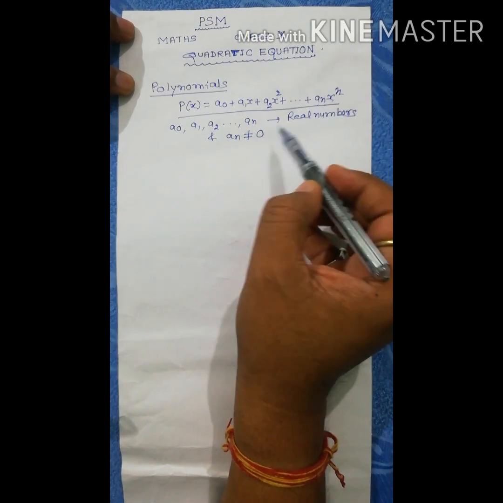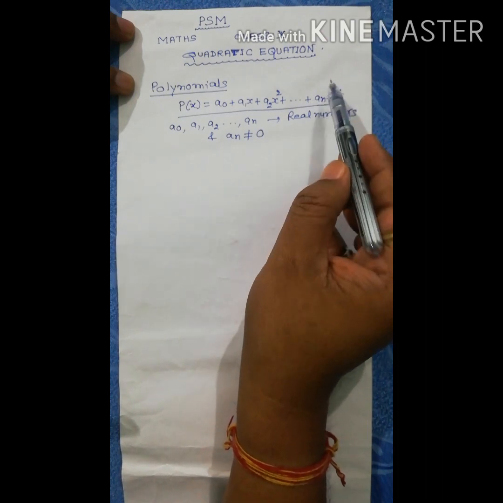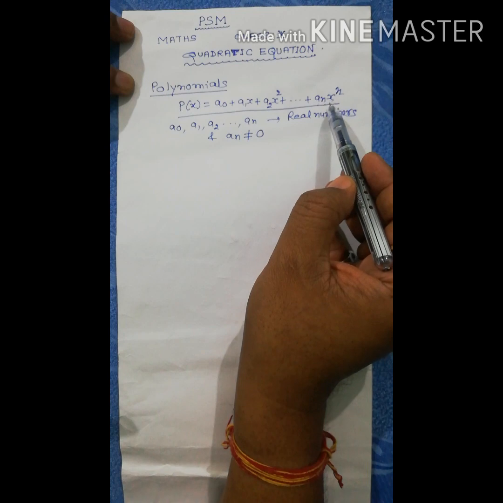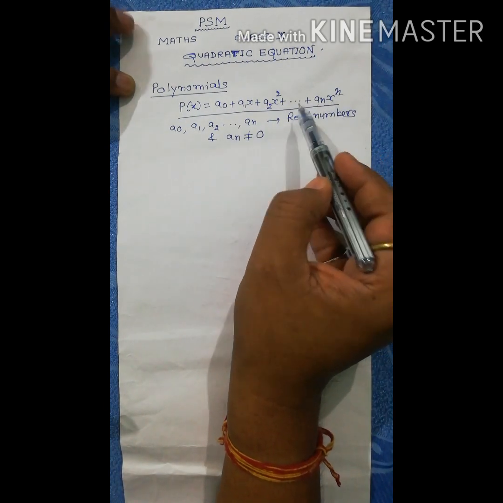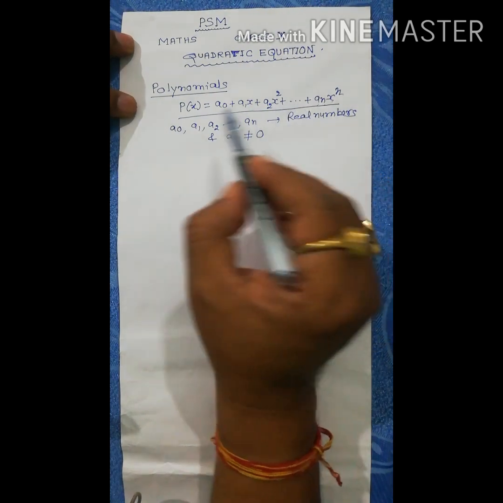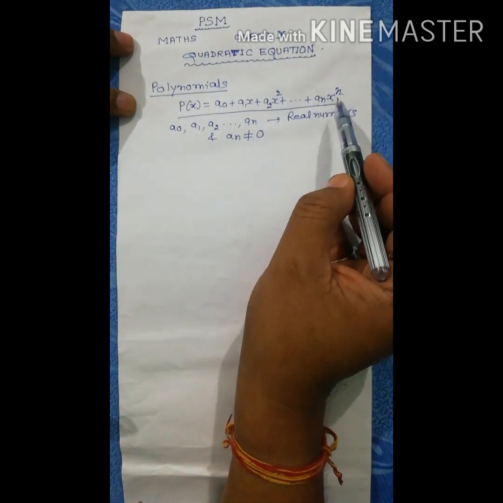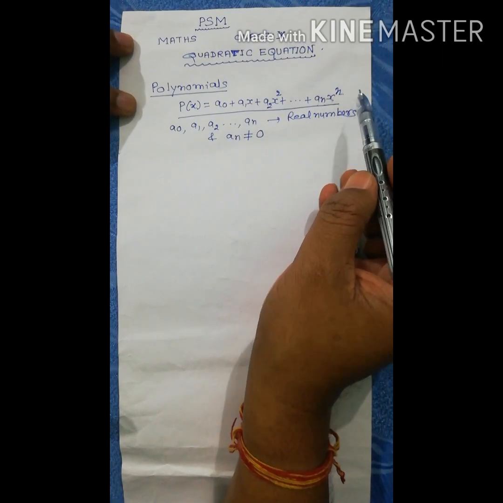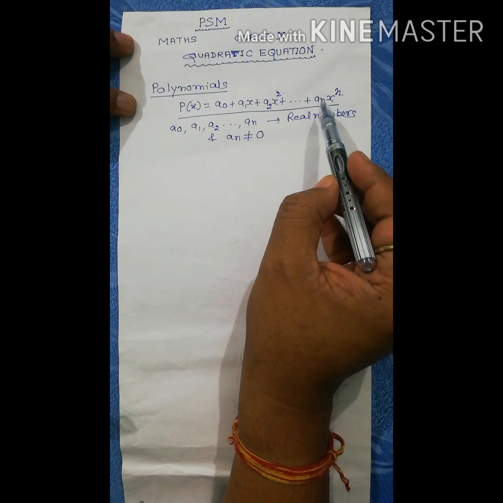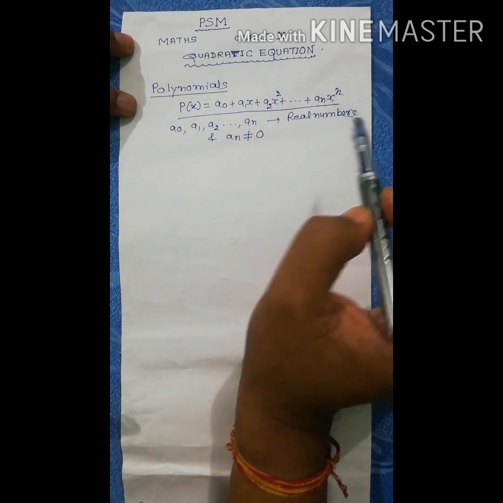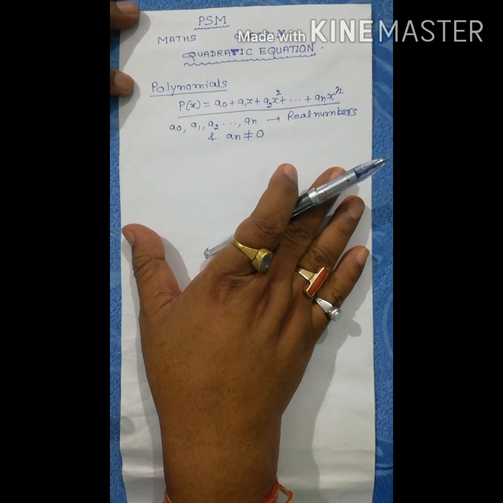If this is 0, then this term will vanish, this term becomes 0, and then the highest power of x will not be n in this expression, it will be less than n. So the polynomial will not be a polynomial of degree n. So to ensure that the polynomial is of degree n, an should not be 0. This we have discussed in an earlier section, in an earlier chapter.